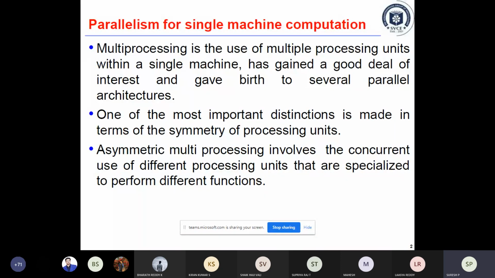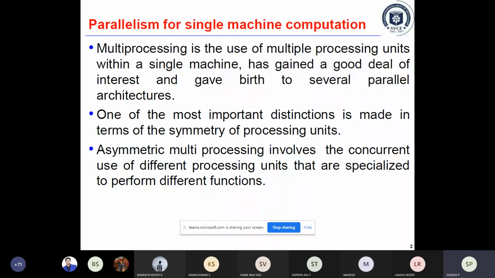But when it comes to asymmetric multiprocessing, as the title indicates, it involves the concurrent use of different processing units that are specialized to perform different functions. You are going to have different functional units, and they work in parallel, with each functional unit performing a different function.